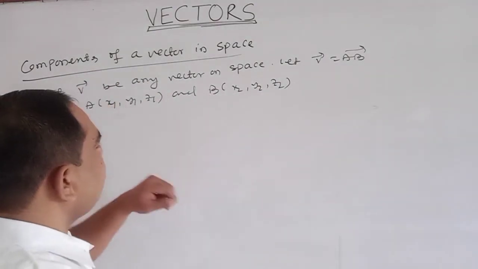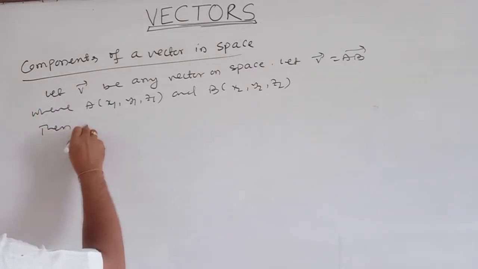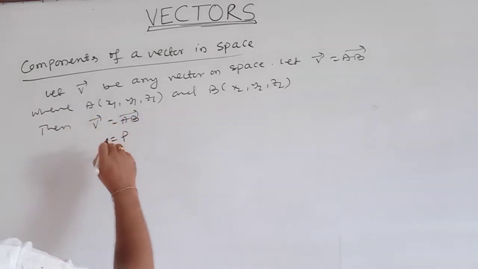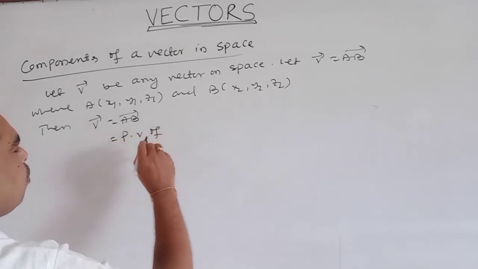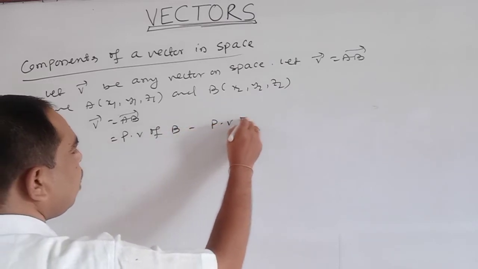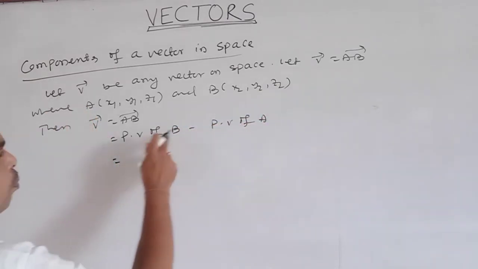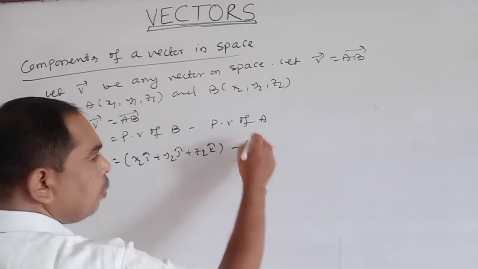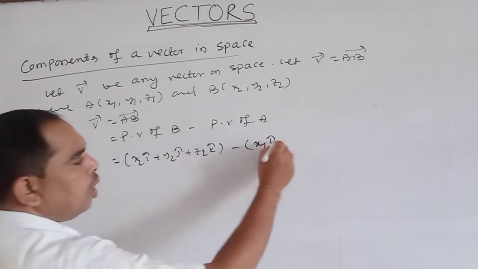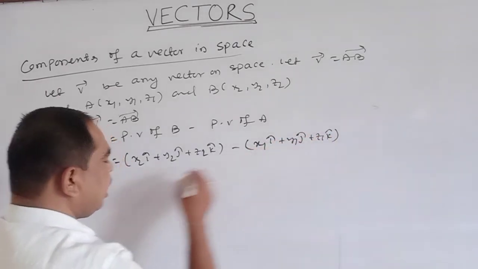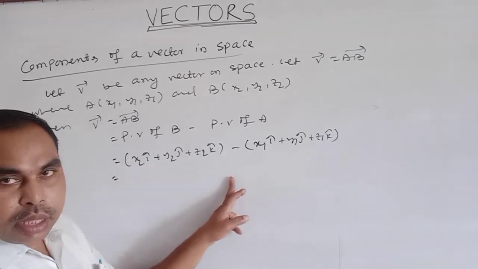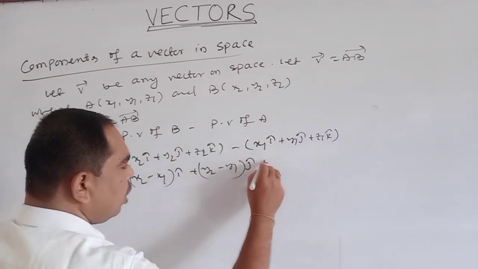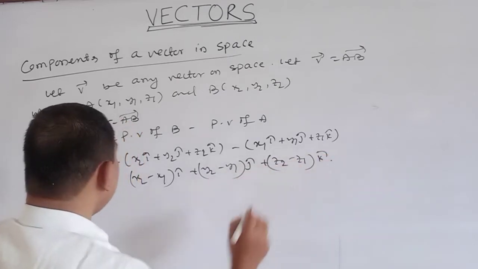Then V vector, that means AB vector, is equal to position vector of B minus position vector of A. So position vector of B is x2 i cap plus y2 j cap plus z2 k cap, minus position vector of A, x1 i cap plus y1 j cap plus z1 k cap. तो i में से i minus करिबा, j में से j minus करिबा, k में से k minus करिबा. So (x2 minus x1) i cap plus (y2 minus y1) j cap plus (z2 minus z1) k cap. This is V vector.